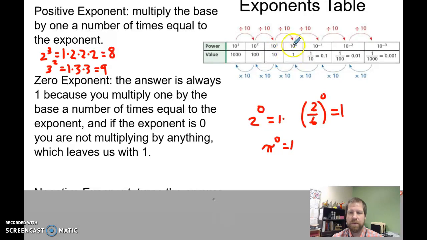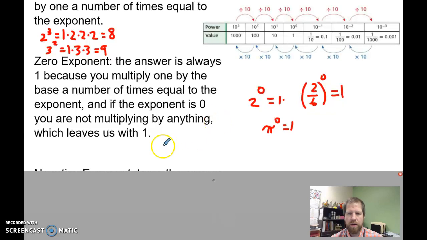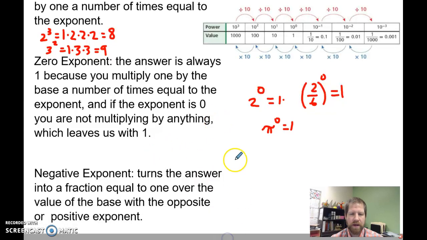A lot of people get confused and think that 10 to the 0 or anything to the 0 is going to equal 0. But that's not the case. Because you have that 1 there, you're just multiplying it by the base 0 times. But our 1 is still left over. All right. Let's look at negative exponents.